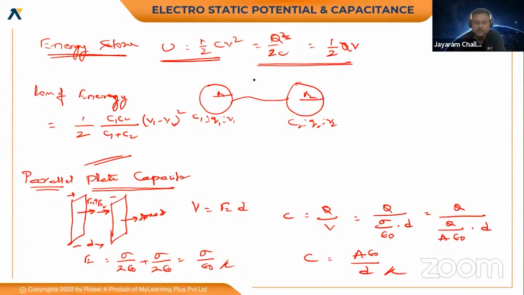Fine, the series combination and the parallel combination will be there. So we have seen the formula for the parallel plate capacitor here. Now, what are the other formulas of the capacitor?